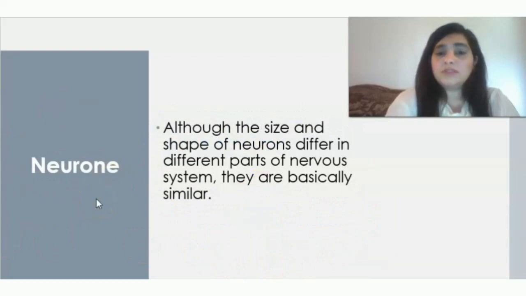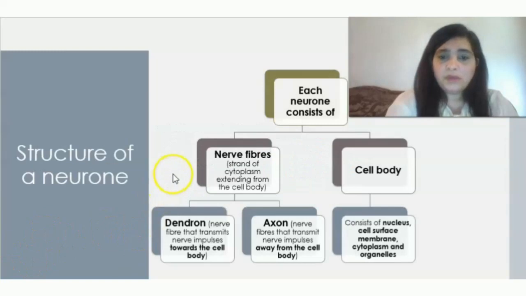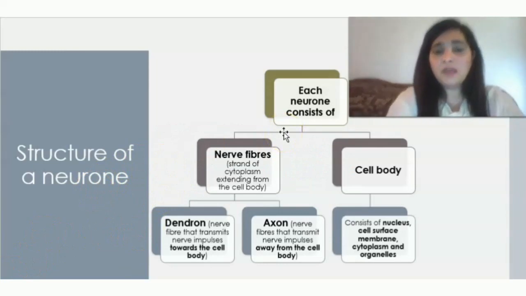Although the size and the shape of the neuron differ in different parts of the nervous system, they are basically similar. Here is a diagram that shows the structure of a neuron. Each neuron consists of two important parts. First one is known as the nerve fiber. Nerve fiber is a strand of cytoplasm extending from the cell body. The second important part of a neuron is the cell body.